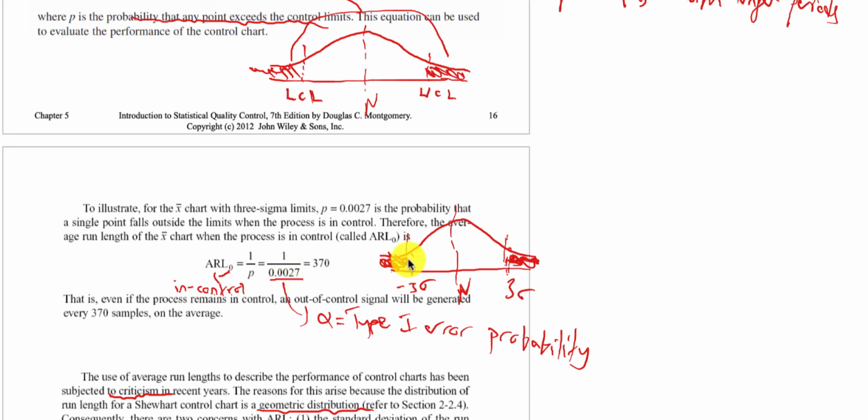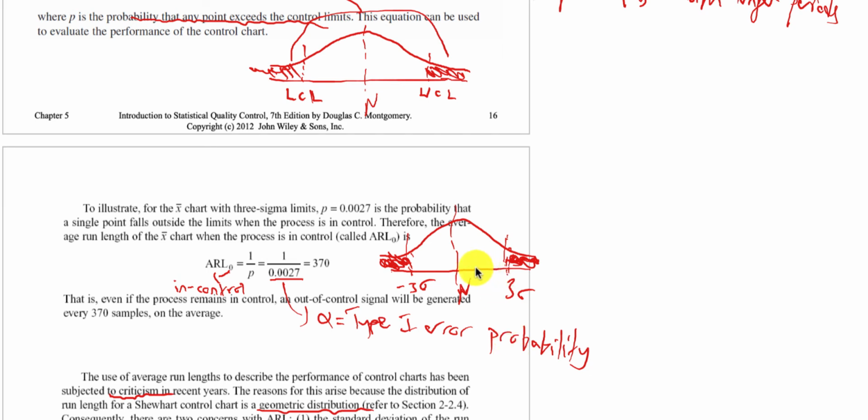Okay, in control processes, we have a probability for type 1 error, right? What was the type 1 error probability in the quality terms? It was saying that the process is out of control when actually it is in control.